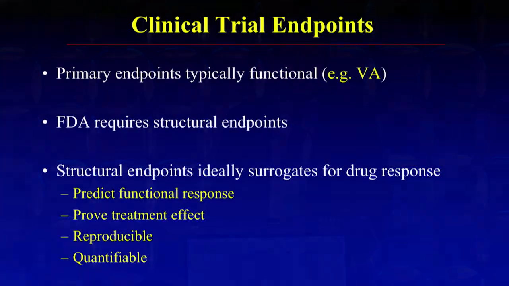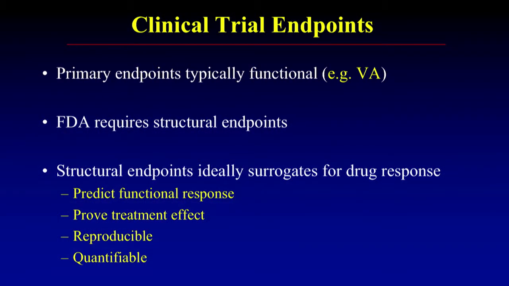Primary endpoints in retina clinical trials are usually functional. In particular, visual acuity has been used in many trials. However, the FDA does also require structural endpoints. Ideally, these structural endpoints should also be able to predict the functional response. They also help to prove treatment effects, and ideally, they should be reproducible and quantifiable.